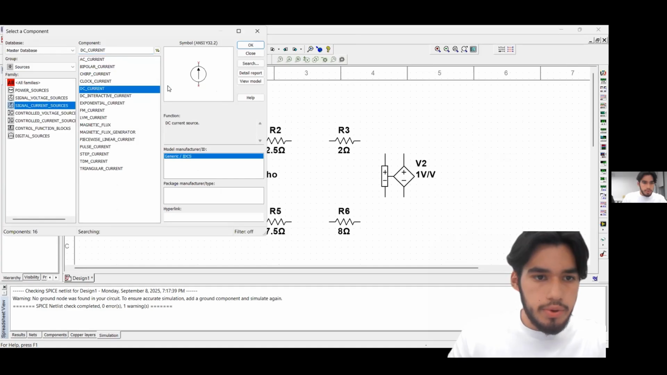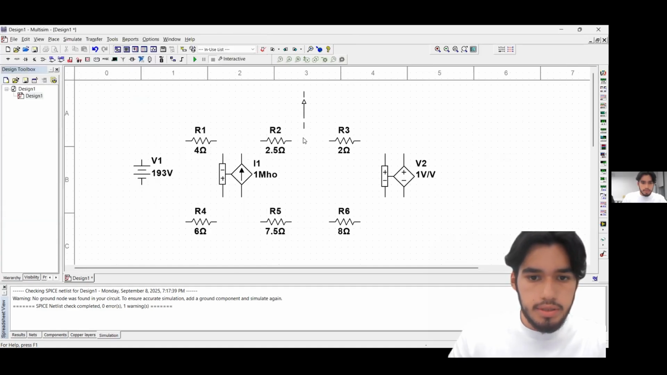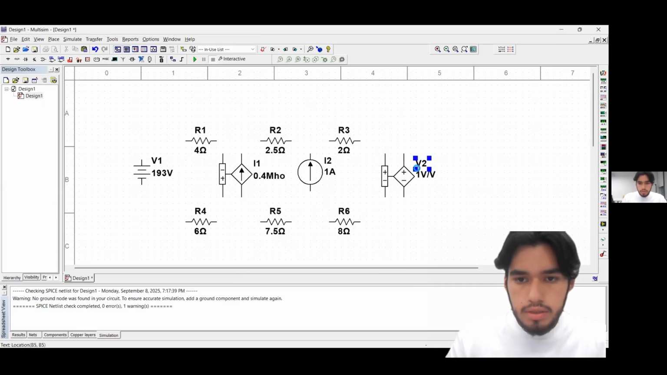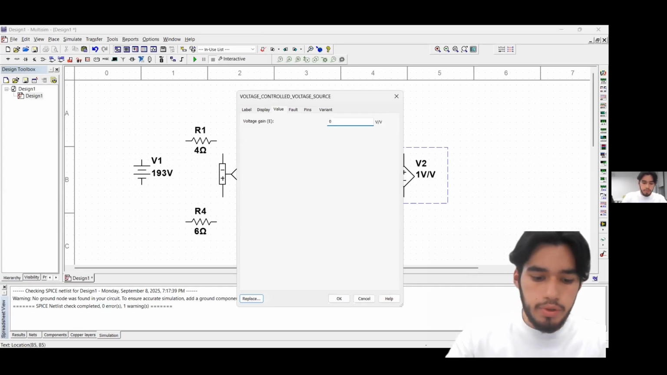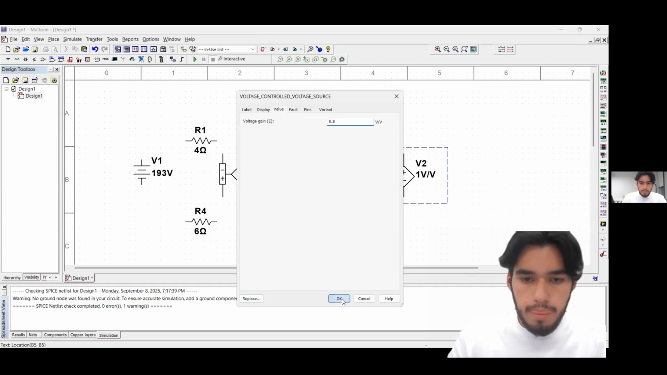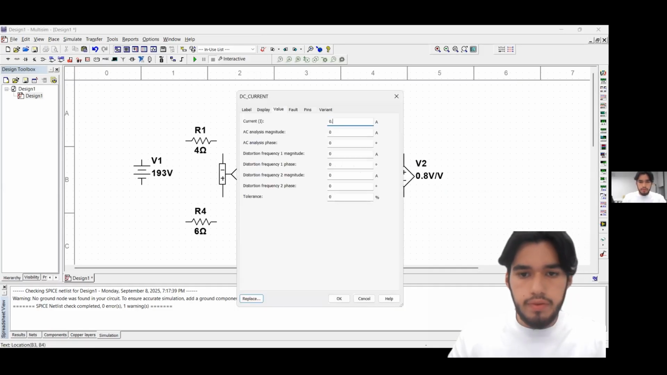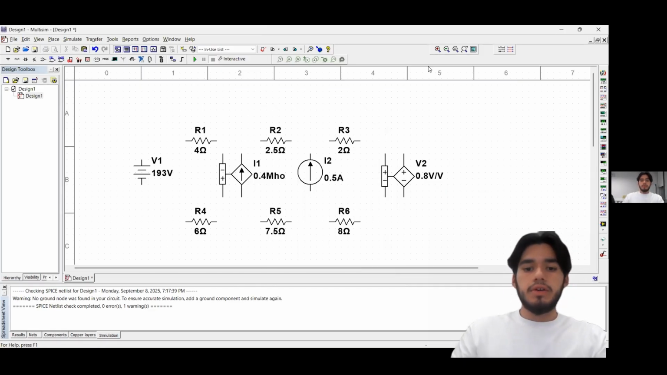Finally, we're gonna use the DC current. We're gonna add it here. We're gonna change the values. This one is 0.4. This one is of 0.8. And finally, this one, 0.5. Now Diego is gonna connect the circuit.